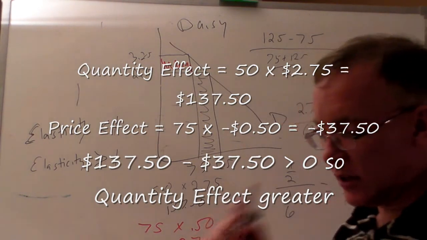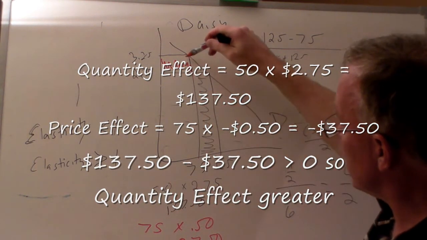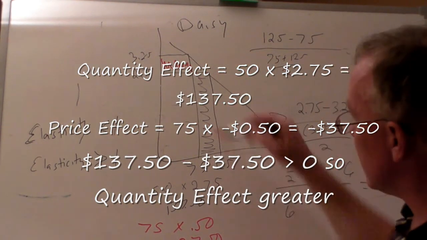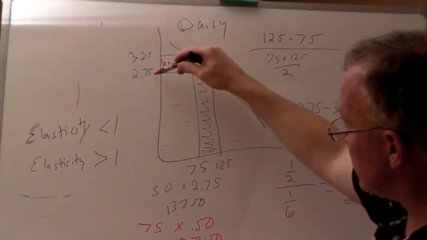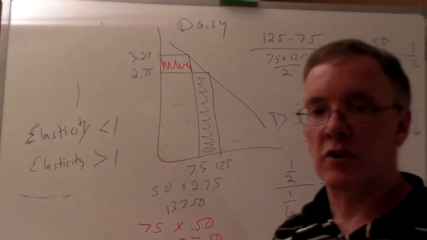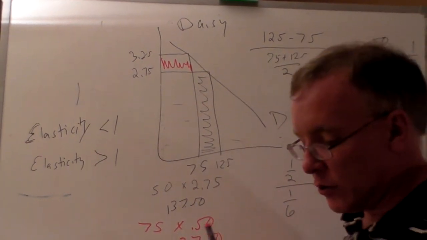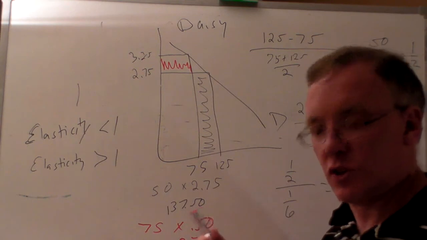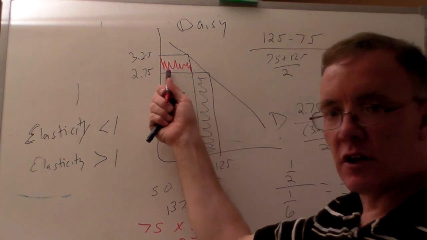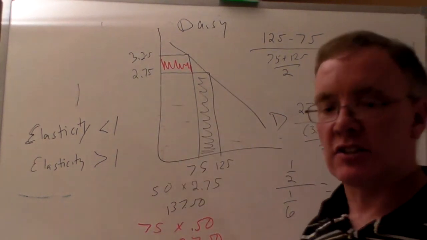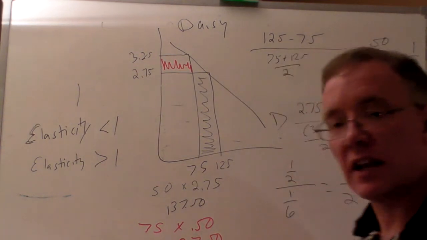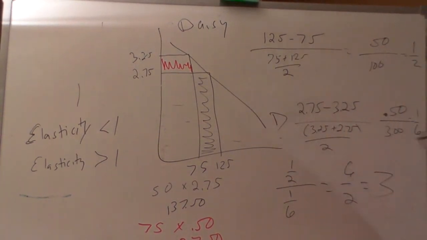And if you wanted to do a check, you could see that the 75 times the 325, this area, is $243.75, and our new area, our price times our quantity, the $2.75 times 125, is $343.75. $343.75 is greater than $243.75. Therefore, the quantity effect was larger than the price effect, and that suggests that the elasticity was greater than 1. And when we calculated the elasticity, we saw that in fact it was 3, which is greater than 1.